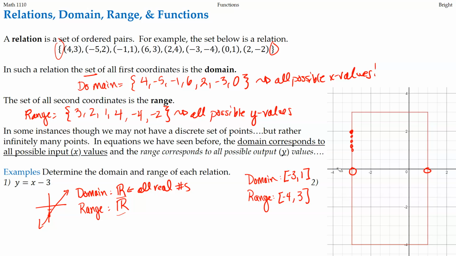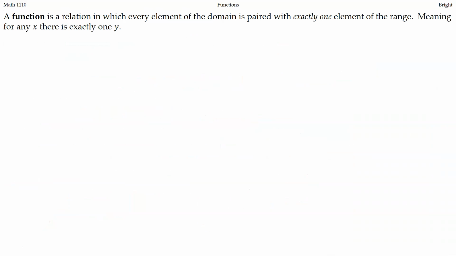Okay, so we've talked about domain, range, we've talked about relations, and the last bit of vocab we want to introduce is a function. The definition is that every element of the domain, so this is every x value, is paired with exactly one element of the range. So exactly one range value, which we typically think of as a y. So if we look at every domain element, it has exactly one y value.